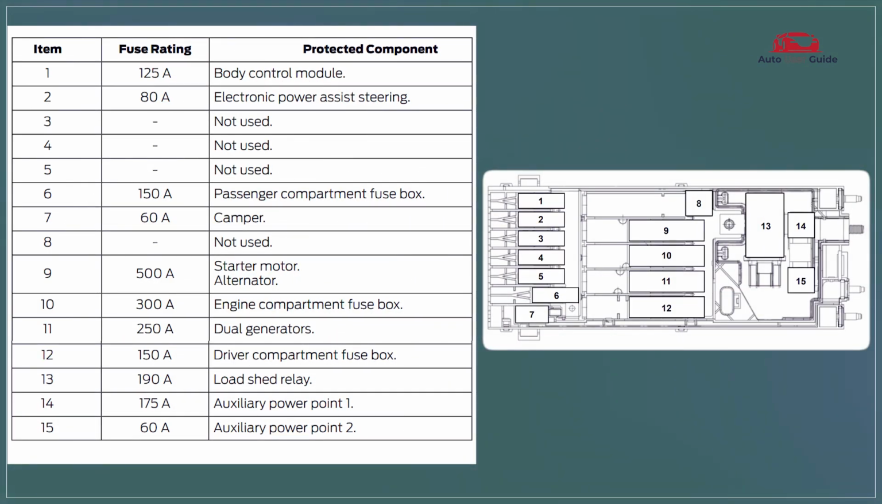Pre-fuse box. The 2021 Ford Transit pre-fuse box is located near the vehicle's battery, typically under the driver's seat. It protects high-current circuits for the alternator, starter, and battery. A diagram on the cover helps identify specific fuses and their amperage ratings.